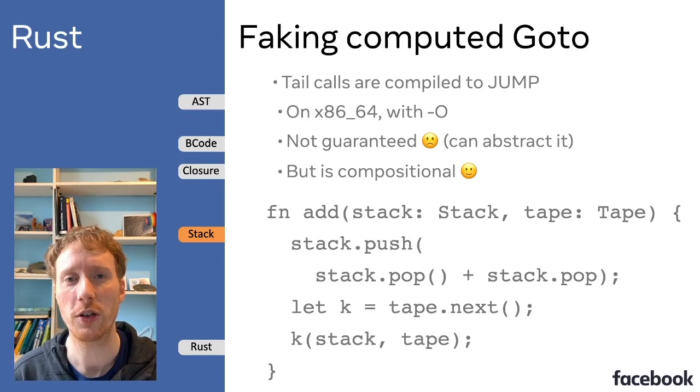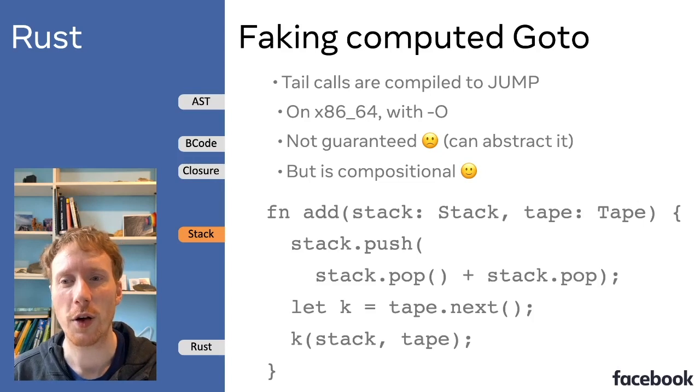Whereas with computed Gotos, we had to arrange for all our operations to be in the same single function. With Gotos via tail calls, we can put our functions in different files and link them up later. So here's an example of what our add operation might look like. It needs the stack and the tape, so it needs to take those as arguments. It does the stack.push of stack.pop plus stack.pop as normal. It gets the next value off the tape, and then it calls k, a normal function call, passing on the stack and the tape. And this will be compiled into a tail call with optimization.